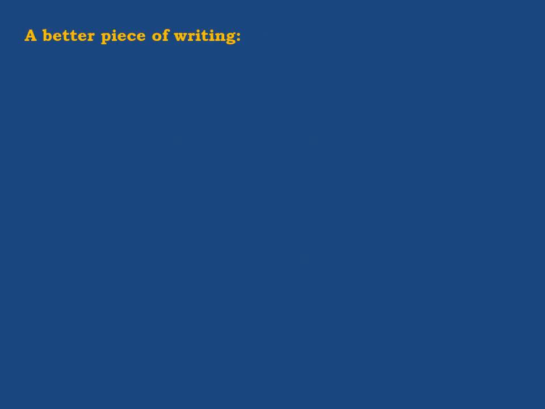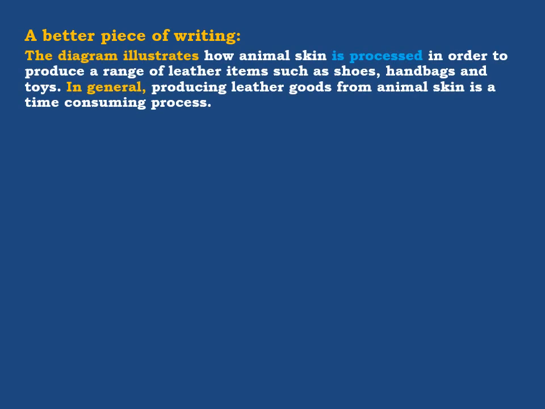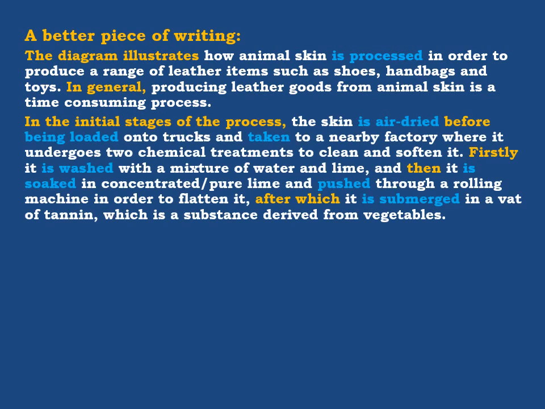Now we said that we are going to talk about a better piece of writing. Again, describing the same diagram about the process of producing leather goods. Now here, this is the introduction. The diagram illustrates how animal skin is processed in order to produce a range of leather. This is the same. The introduction is the same here. All right. But when it comes to the body paragraphs, first of all, we have two paragraphs. All right. Let's talk about the first one.